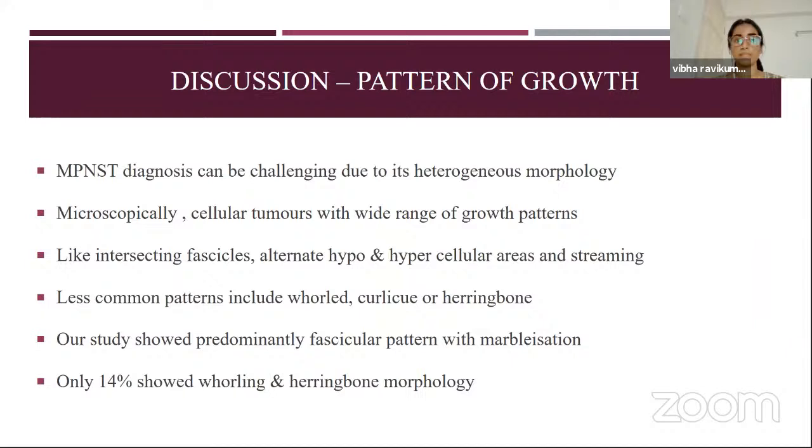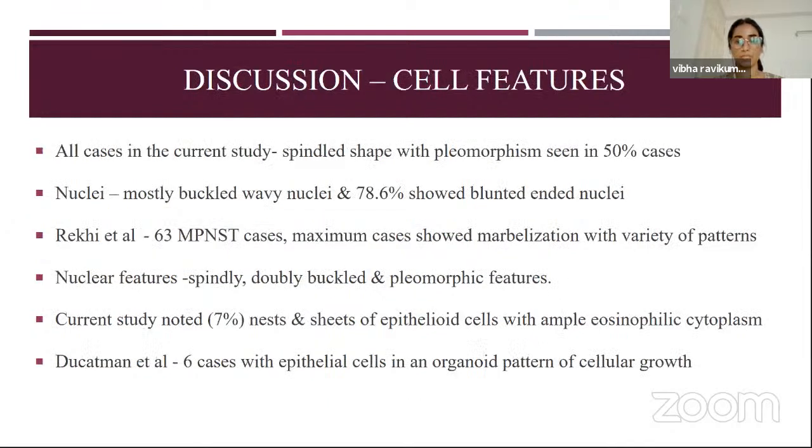Discussion. MPNST diagnosis can be challenging due to its heterogeneous morphology. Microscopically, these are cellular tumors with a wide range of growth patterns, like intersecting fascicles, alternating hypo and hypercellular areas, and streaming. Less common patterns include whorled, curlicue, or herringbone pattern. Our study showed predominantly a fascicular pattern with marbleization. Only 14% showed whirling or herringbone morphology. All cases in the current study were spindle-shaped with pleomorphism noted in 50% of cases. The nuclei were mostly buckled wavy and 78.6% showed blunt-ended nuclei.